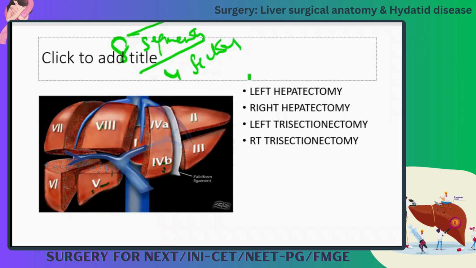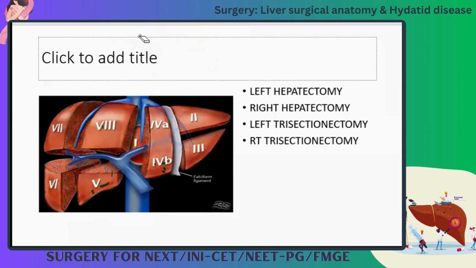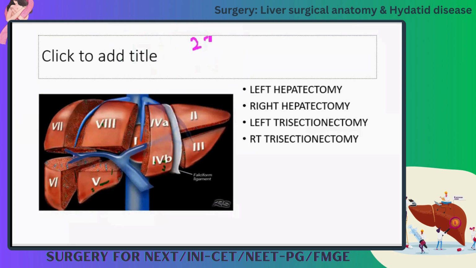Now see another simple thing. You should recollect this image every time, so that it will be easy. So, left hepatectomy. What is left hepatectomy? Removal of the left lobe, which will be 2, 3, and 4: 1, 2, 3, 4A, 4B. This is left hepatectomy. What is right hepatectomy? It would be 5, 6, 7, and 8.